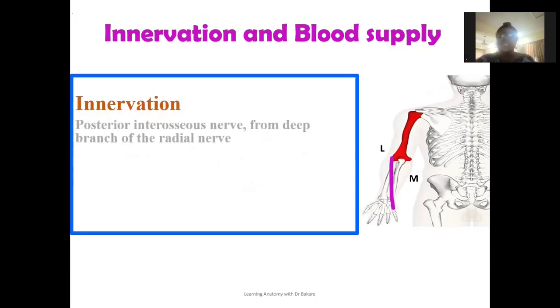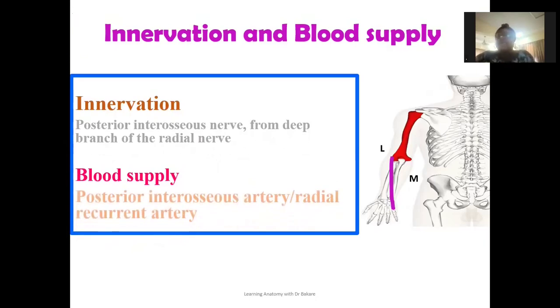Let's look at the innervation and also the blood supply of the extensor carpi ulnaris. This muscle is innervated by the posterior interosseous nerve. We know that the posterior interosseous nerve is a continuation of the deep branch of the radial nerve. The blood supply of this muscle is by the posterior interosseous artery. The posterior interosseous artery is an emergence from the common interosseous, which of course is an emergence from the ulnar artery. While the upper part of this muscle is supplied by the radial recurrent artery. The radial recurrent artery is an emergence from the radial artery, and of course, it emerges around the upper region.